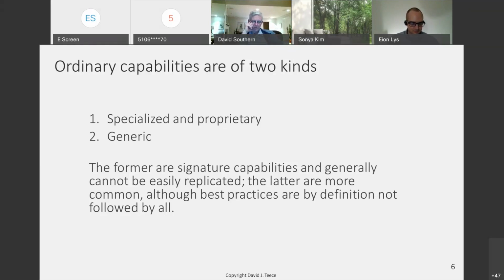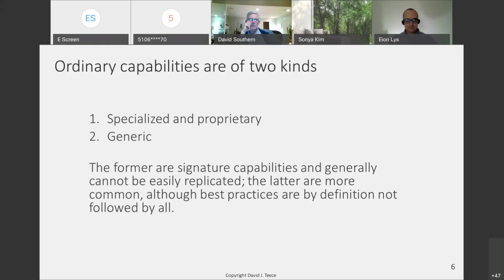But the good news is that if you don't have them, you can buy them. Dynamic capabilities, you can't buy them. You've got to self-teach, and you can get a lift from other people, but basically they're self-taught. So that's the key distinction here. This class is about dynamic capabilities, but always in the background, we're going to have ordinary capabilities.